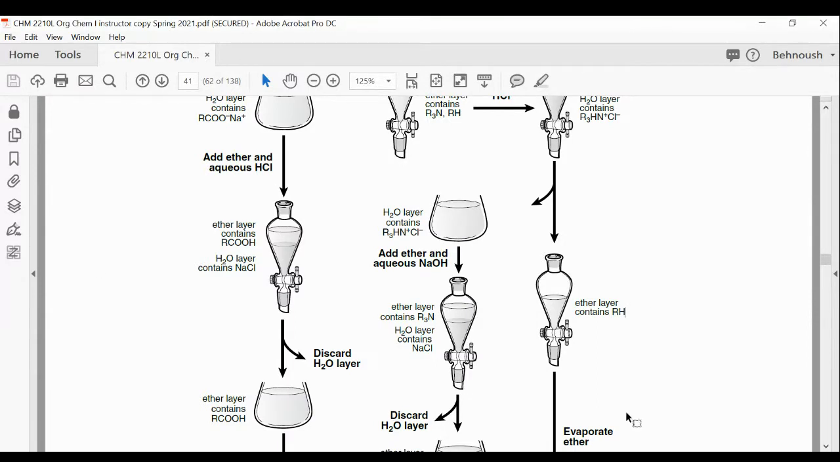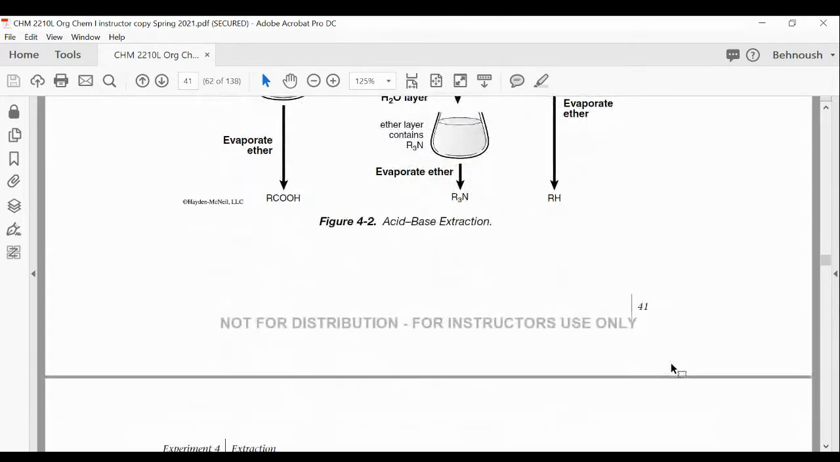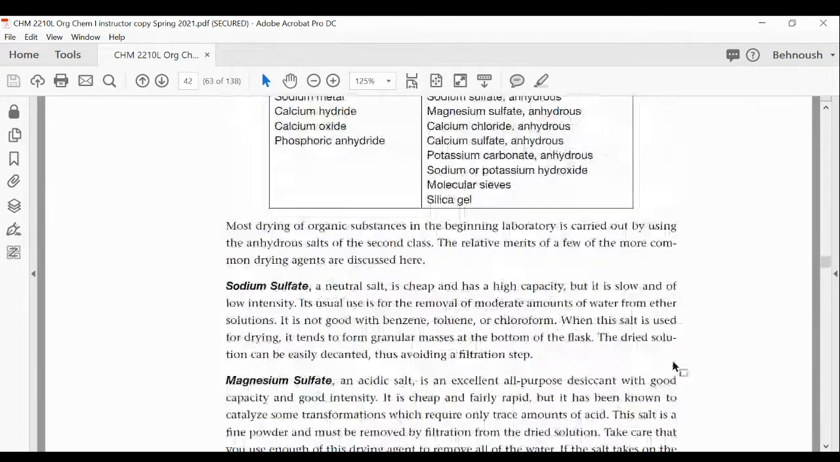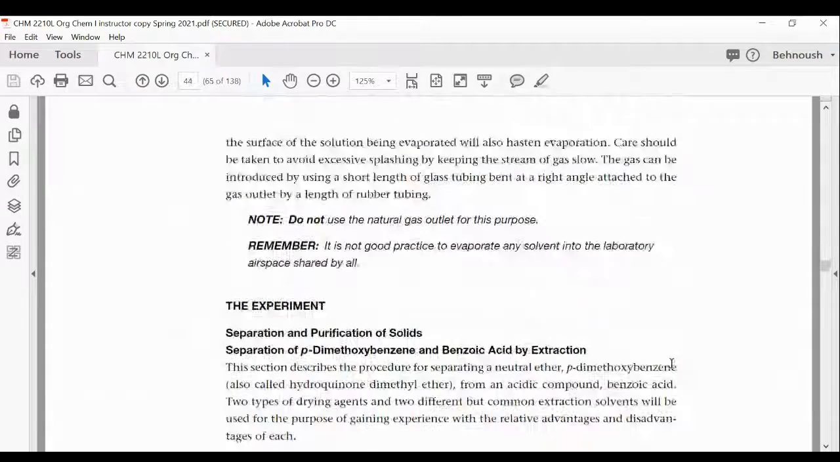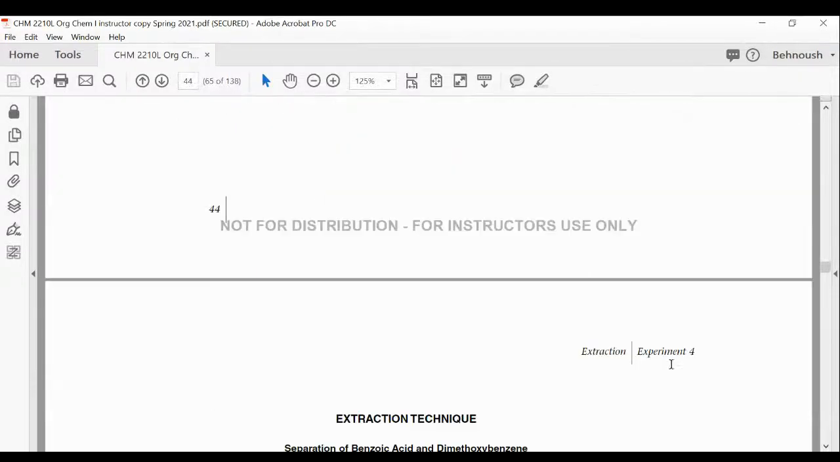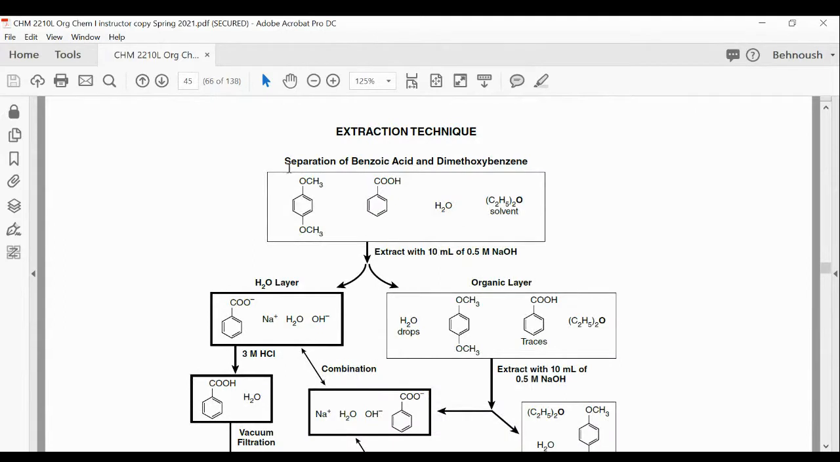So this diagram shows a mixture of 3 components. To remove the acid, you're adding sodium hydroxide. To remove the base, you're adding HCl, and the neutral compound is going to stay in the organic layer.